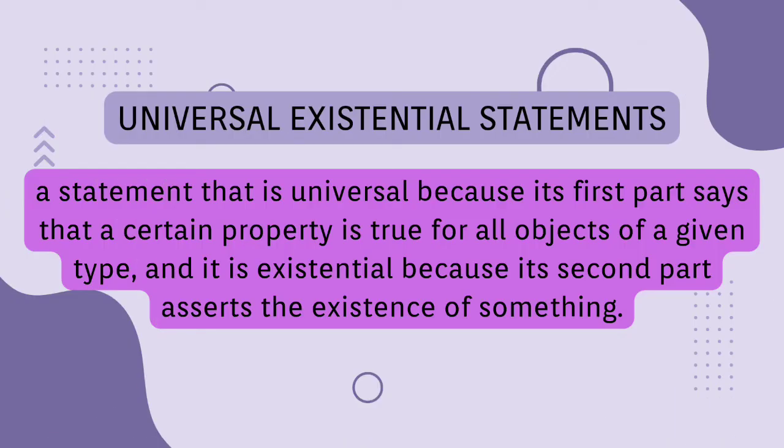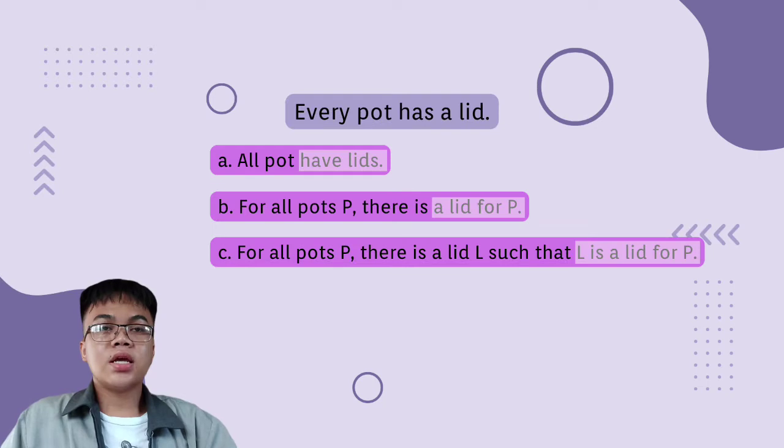Universal existential statements. A statement that is universal because its first part says that a certain property is true for all objects of a given type, and it is existential because its second part asserts the existence of something. Let's see the example of rewriting a universal existential statement.